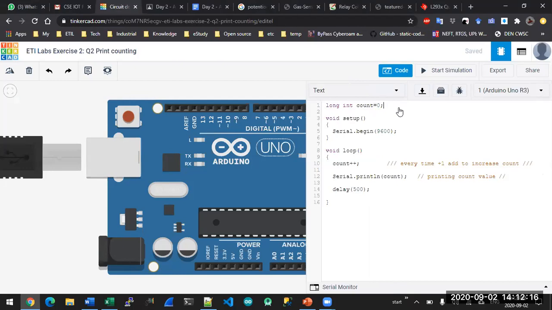In the setup, it's the same Serial.begin with 9600 baud rate. Then in the loop, we increment the count variable, print it on the serial monitor, and then there is a half second delay. So every time it will be incremented, the value will be printed on the serial monitor, and then a half second delay. I'm just simulating it.